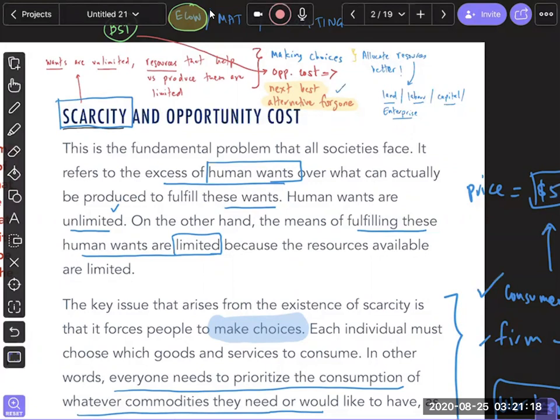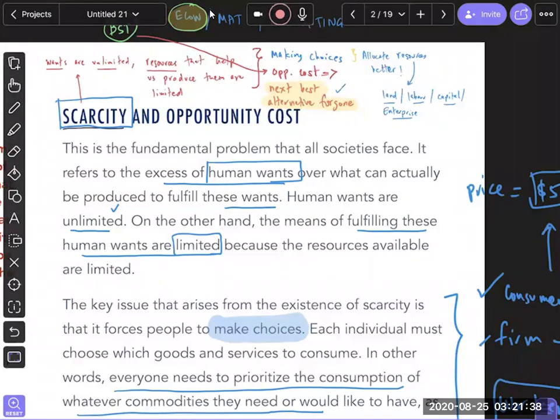Resources, we had a little discussion, could be your land, could be your labor, could be capital, and so on. And all of these resources help us to make goods and services. It's a discussion that we will have in detail a little later, but these resources have to be used properly.